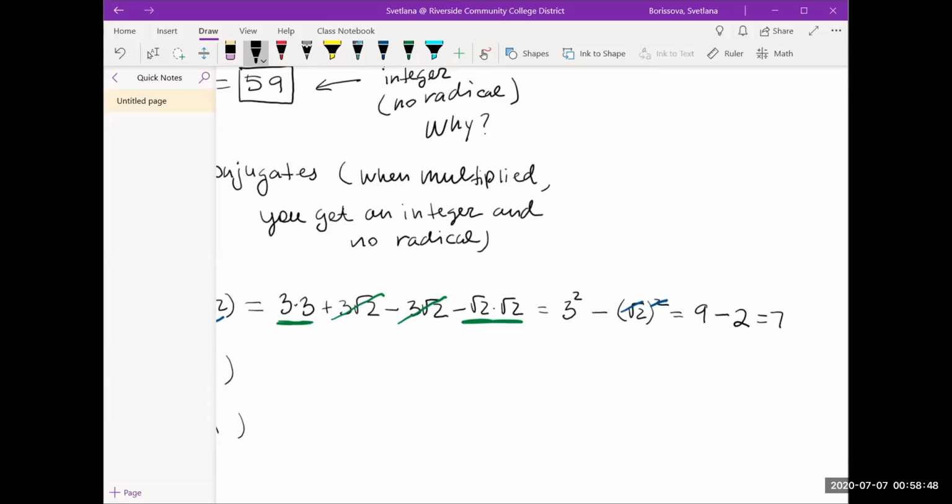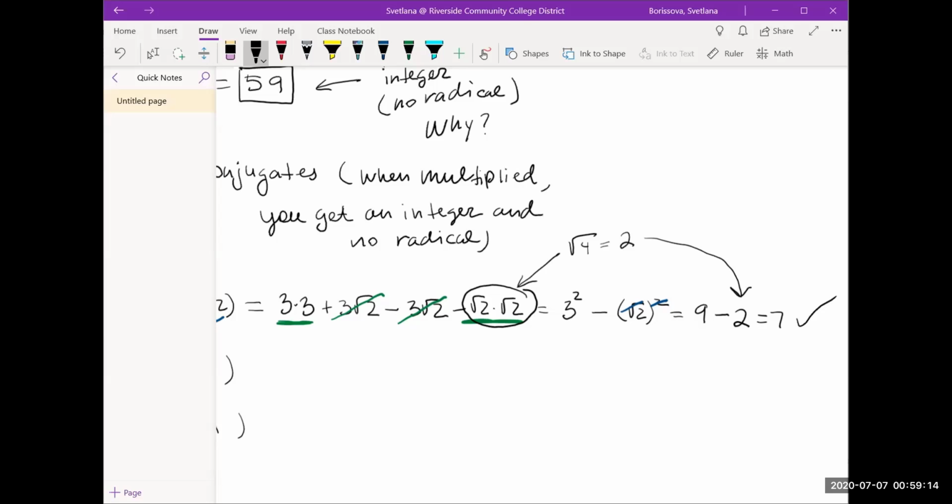Now, if you're wondering why it works the way it works, we can actually get it from here as well. Remember, we had square root of 2 times square root of 2. If I don't write it as a square, I can simply multiply them together, right? That's going to be square root of 4. But then what is square root of 4? Well, it's the same as 2. So we're getting the same 2. Either way, you get 9 minus 2, and that's 7.